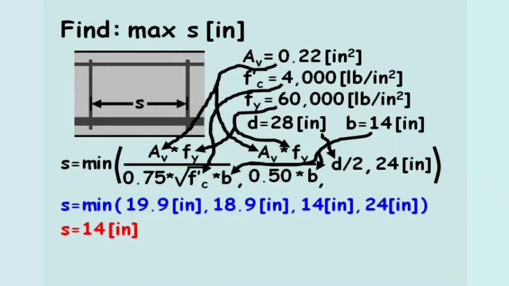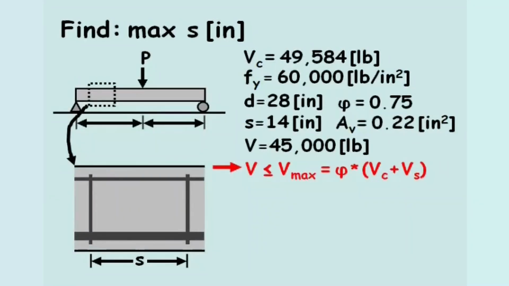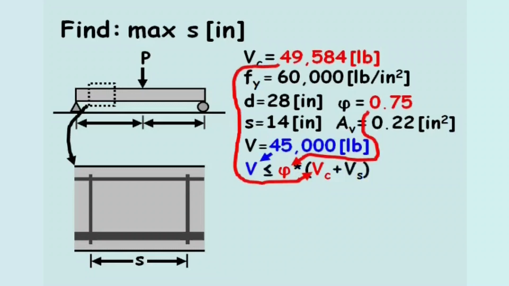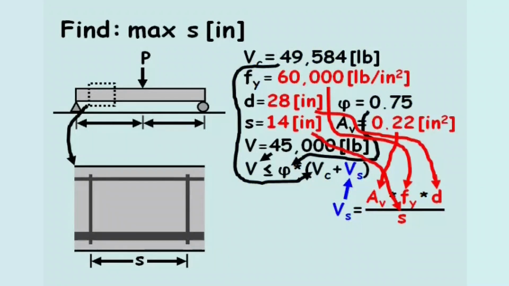We'll run one last calculation to ensure 14-inch spacing will provide adequate shear resistance in the beam. From the shear diagram, the shear in the beam equals 45,000 pounds. And we can also recall the values of phi and the shear strength provided by the concrete, Vc. Vs is the shear strength provided by the steel stirrup and is a function of the area of steel in the stirrup, yield stress in the steel, depth to tension steel, and stirrup spacing, and equals 26,400 pounds.